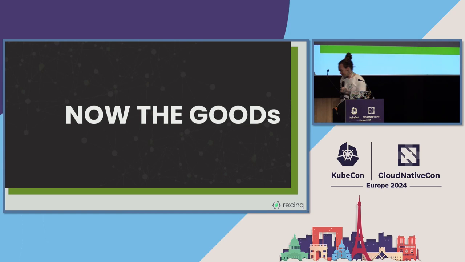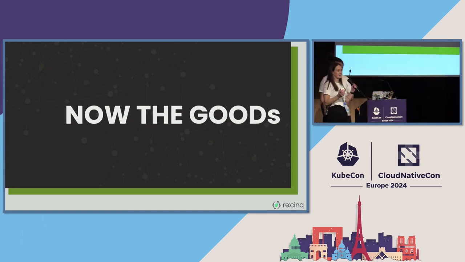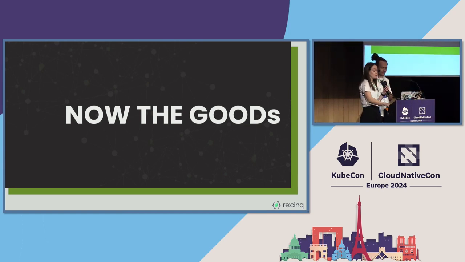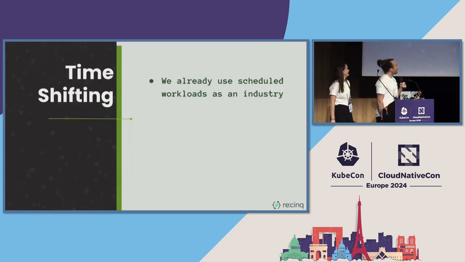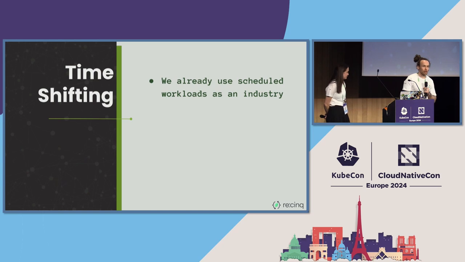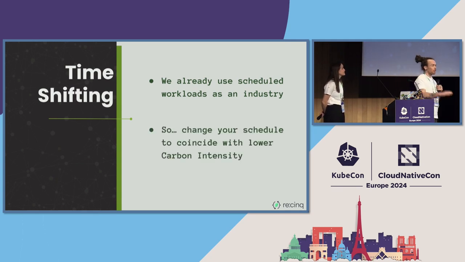Okay, now that we've chatted at you for a while, let's get to the good part: how you can actually optimize your clusters for reducing carbon emissions. All right, so we've got this idea of time shifting, which we'll go through first. As an industry, we've run cron jobs for I don't know how many decades, and the idea behind time shifting is we slowly move our workloads to schedules that coincide with lower carbon intensity.